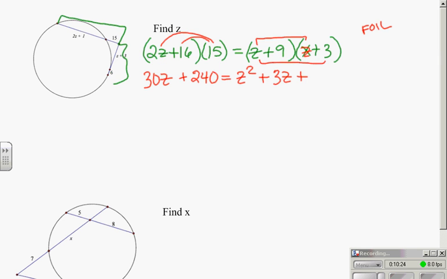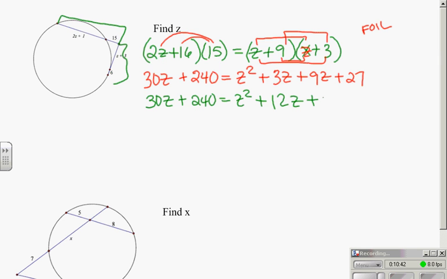This side over here is a FOIL. First two terms, z squared plus outside terms, 3z plus inside terms plus last. Combine like terms on the right. Now I have 12z plus 27.